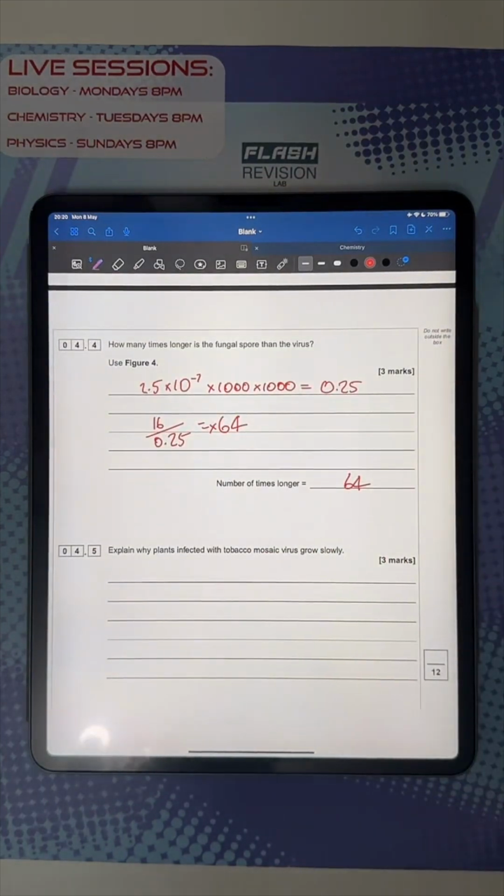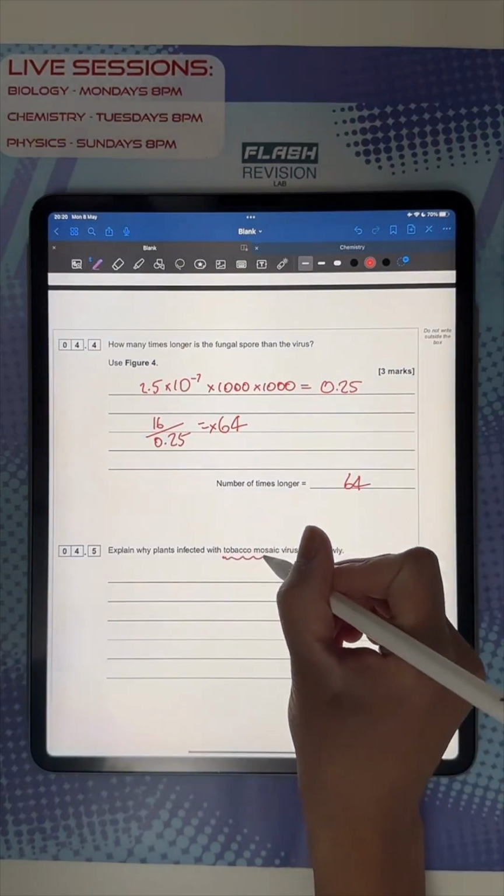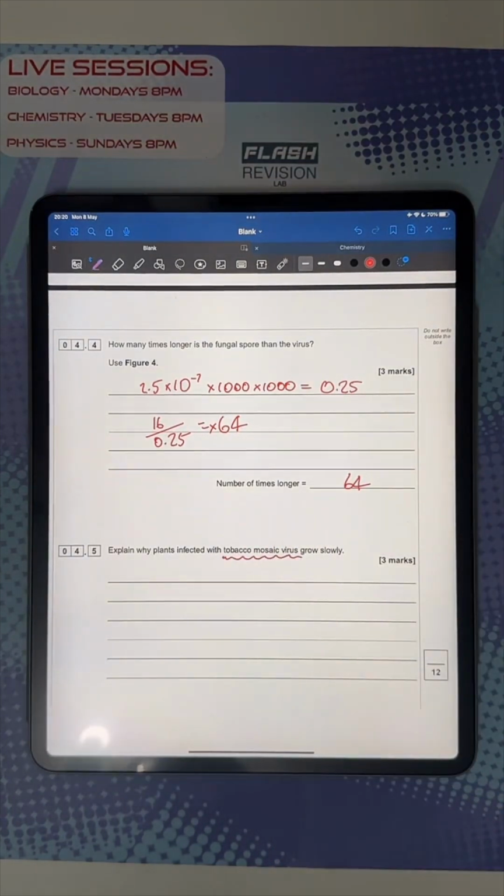Explain why plants infected with tobacco mosaic virus grow slowly. So this is one of those ones that only some of the examples need to know. So I don't think Edexcel need to know this. OCR, I think they do. I'm not entirely sure. If there's anyone in OCR, let me know if you know whether you need to know this or not. So tobacco mosaic virus, yep, I'm seeing the right answers.